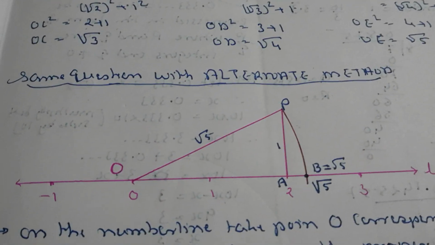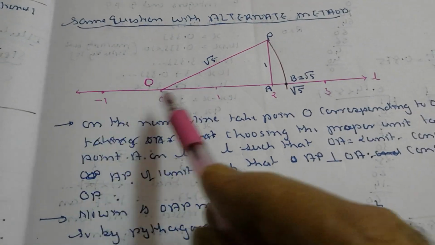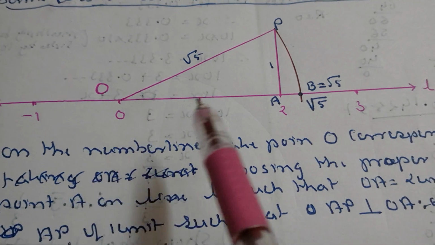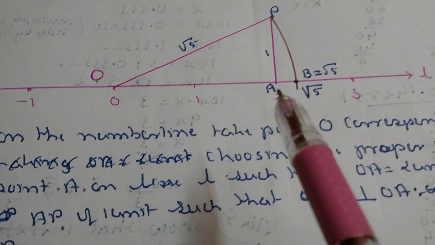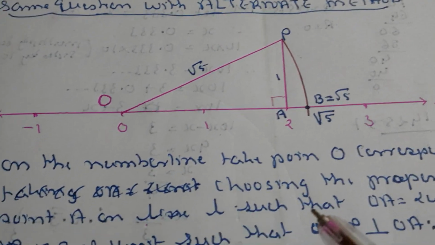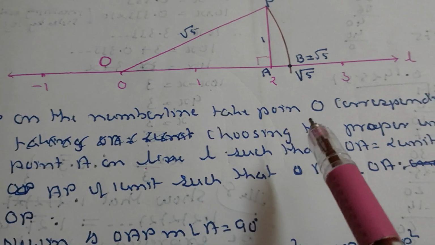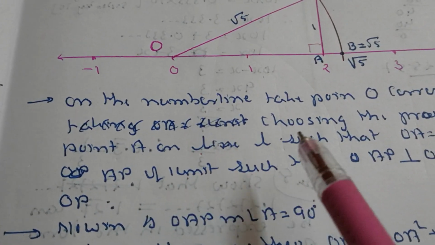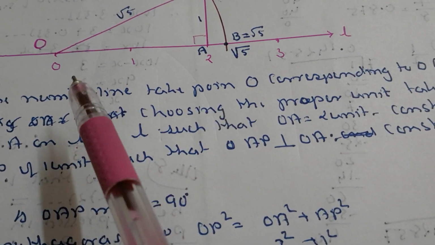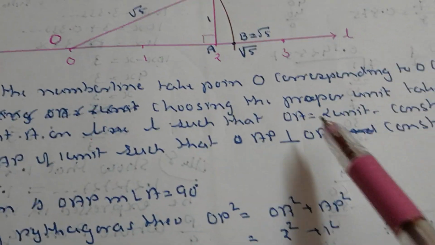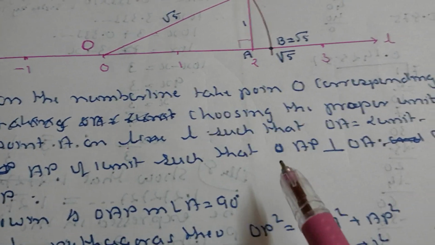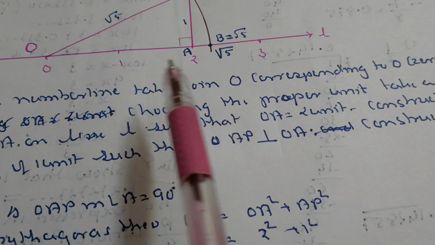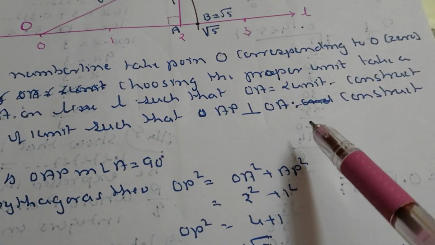Another alternate method to represent root 5 on a number line. You are going to draw a number line. I have drawn a number line over here: 0, 1, 2. So I have taken OA, and AP perpendicular to OA, so that measure of angle A is equal to 90 degrees. Same way on the number line, take point O corresponding to 0. Choosing the proper unit, I have taken 0 to 1 unit, and from 1 to 2 another unit. Taking a unit, take a point A on line L such that OA is equal to 2 units, 0 to 1 and 1 to 2. So OA is equal to 2 units.